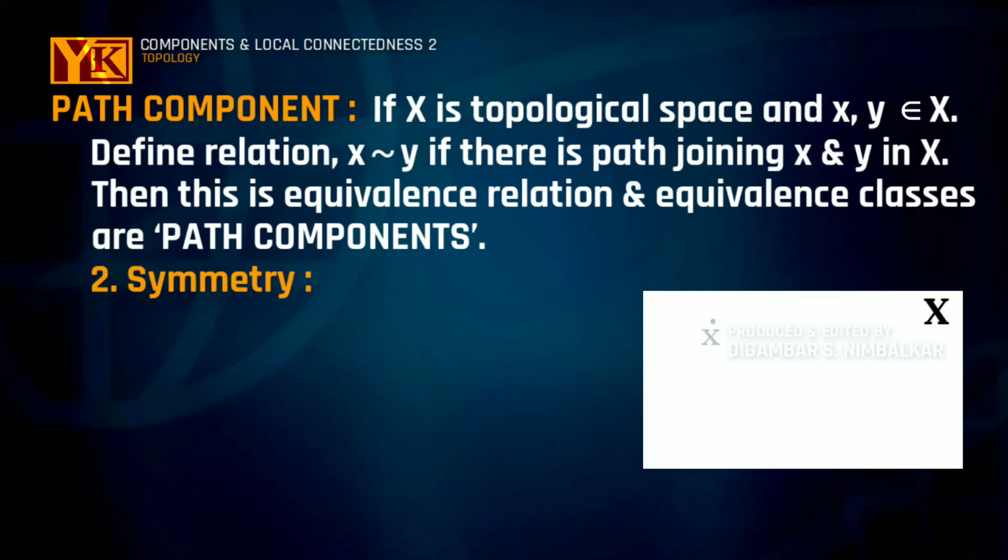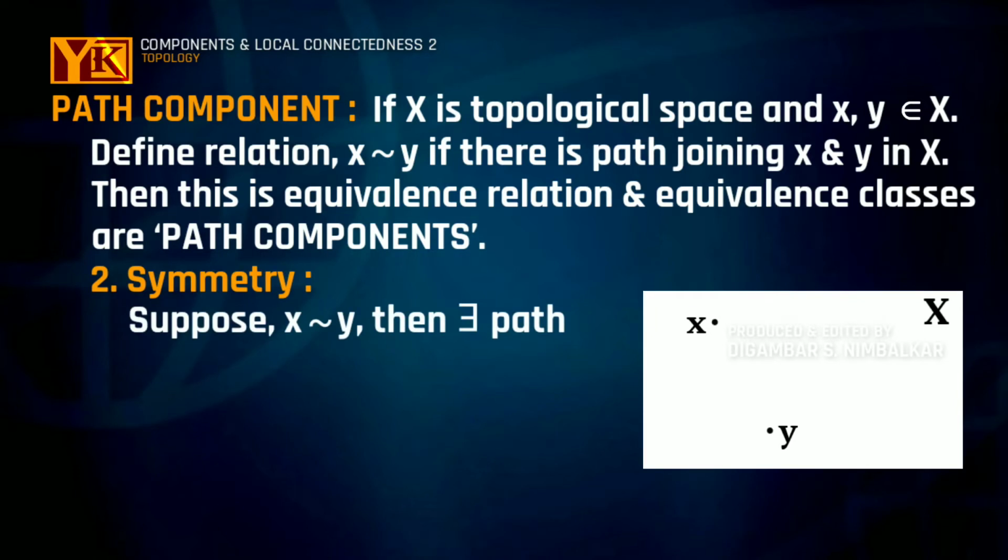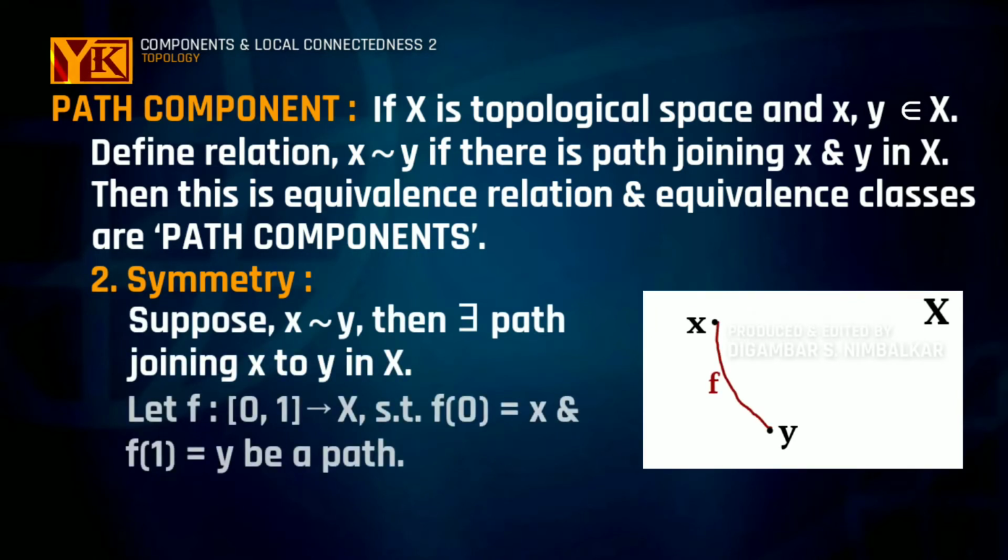Now we'll get to the symmetry. Suppose x is equivalent to y. Then what does this mean? There exists a path joining x to y. So let us consider f from closed interval [0, 1] to X such that f of 0 is equal to x and f of 1 is equal to y is a path.